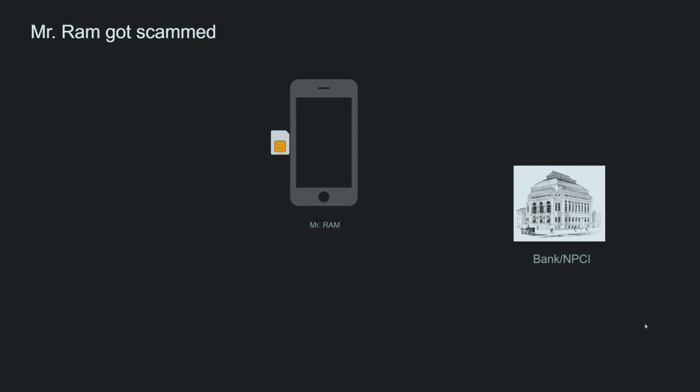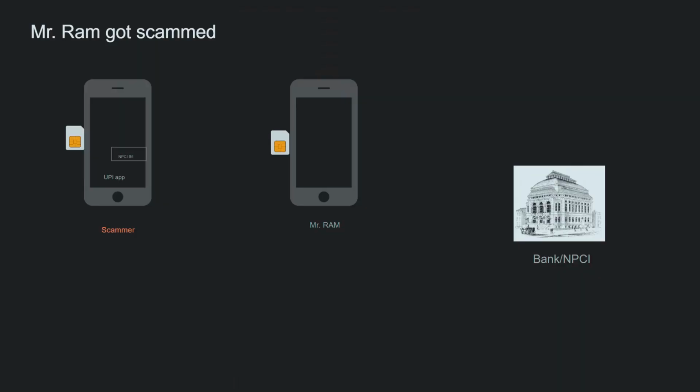Now what the scammer does is, so this is the scammer's device. The scammer has the UPI app. The same SMS that is sent from the device to the bank is not sent automatically. The user actually has to click on send. So the scammer generates that SMS, but doesn't actually click send.